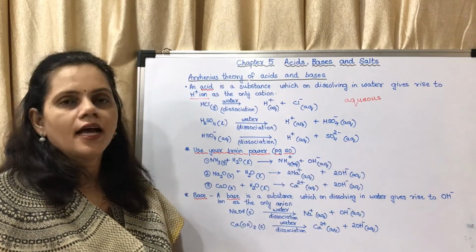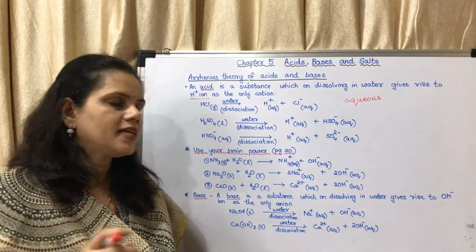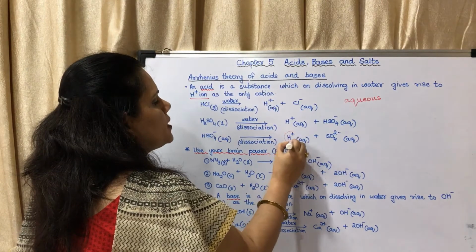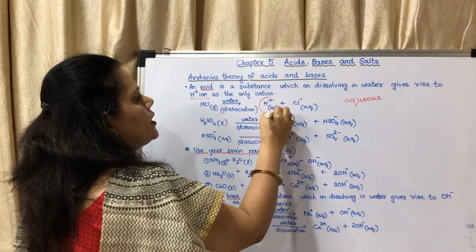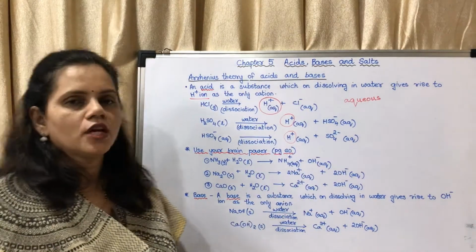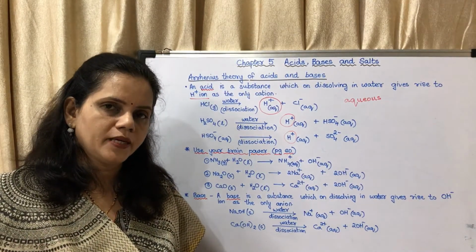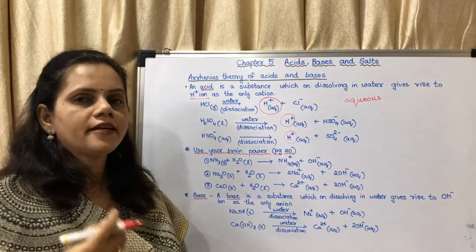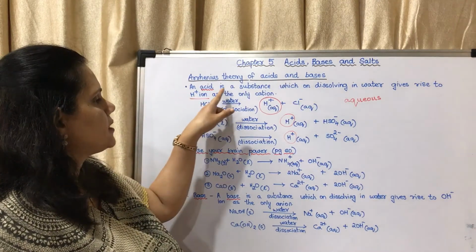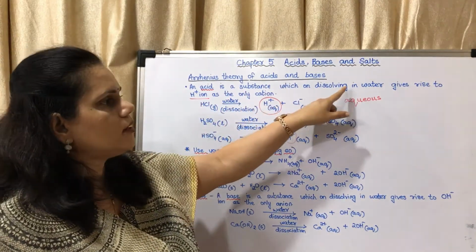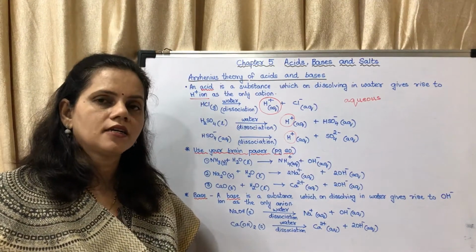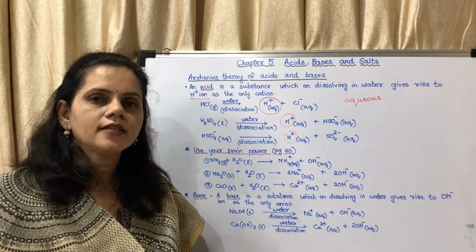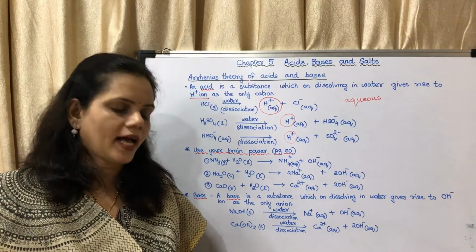Basically, you may see here H positive, here also H positive, here also H positive. So H positive ions are being formed. So what is the definition of an acid? An acid is a substance which on dissolving in water gives rise to H positive ion as the only cation. This is about acids.